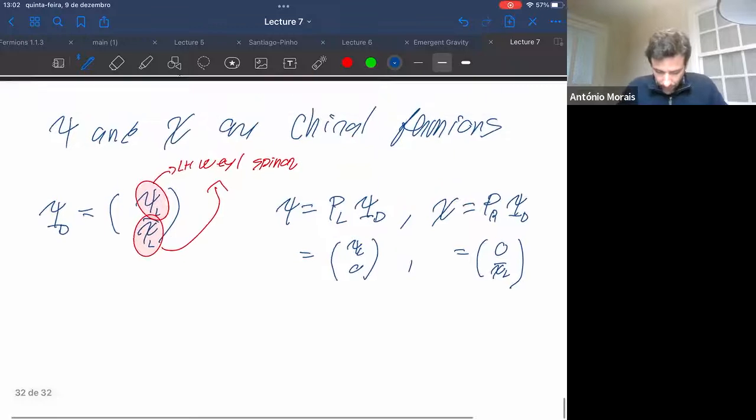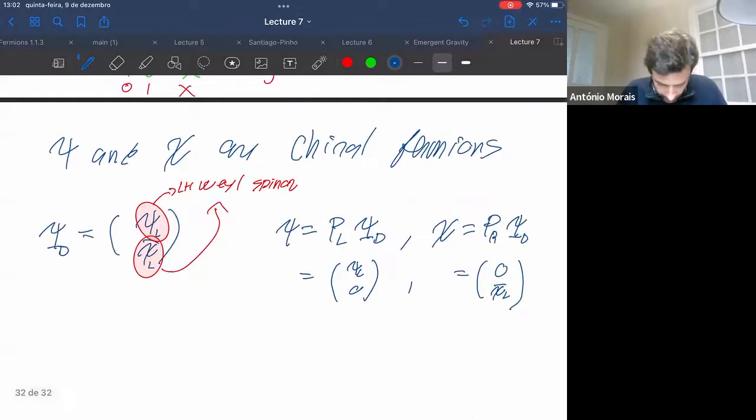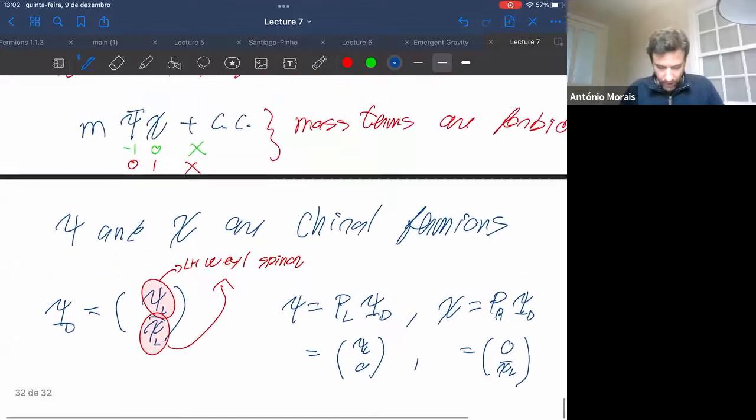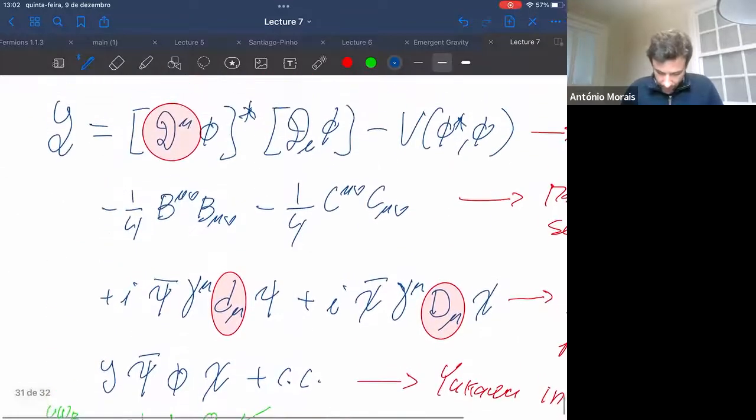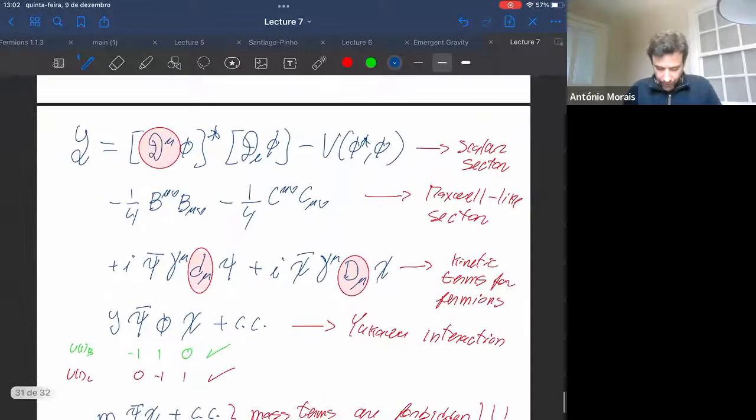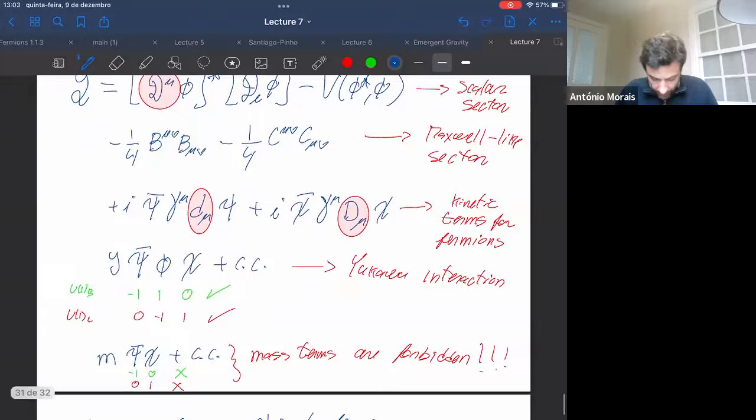So I have explained, these are chiral fermions. I explained the notation. What is psi? What is chi? This is in your exercises as well. So this is similar to that. This is the Lagrangian I have built, that is here now on the screen. I still need to define what these covariant derivatives are and explain them. And I told you that the mass terms are forbidden, and I think it's clear from here.